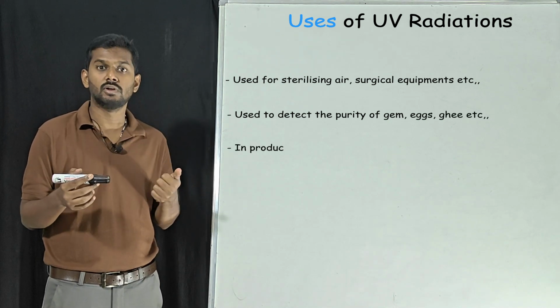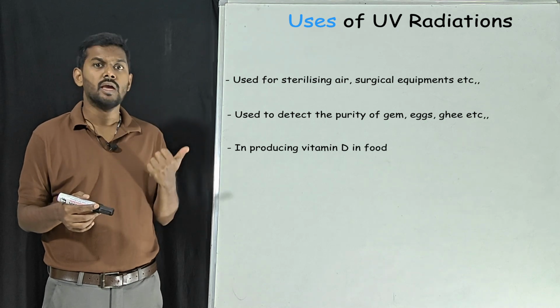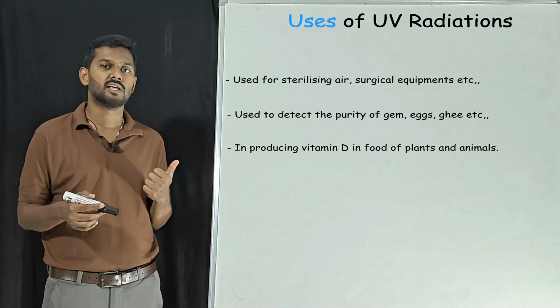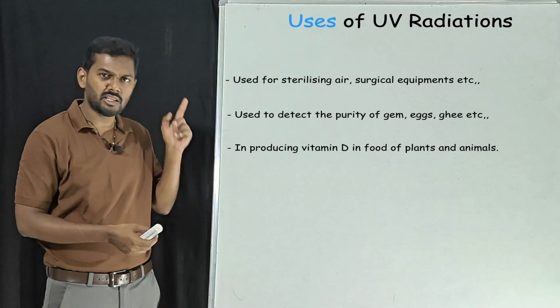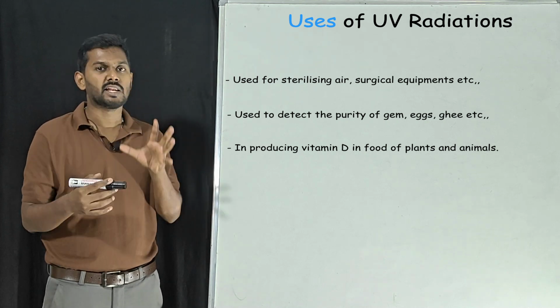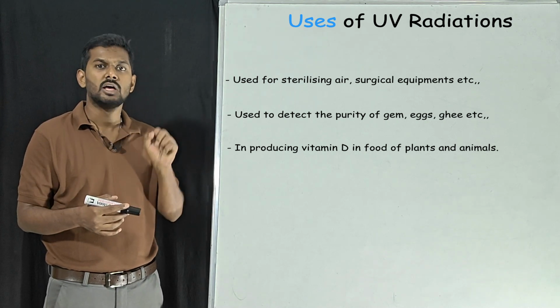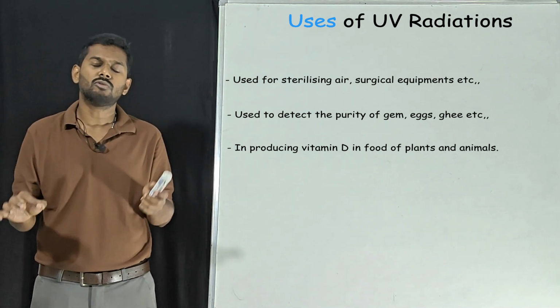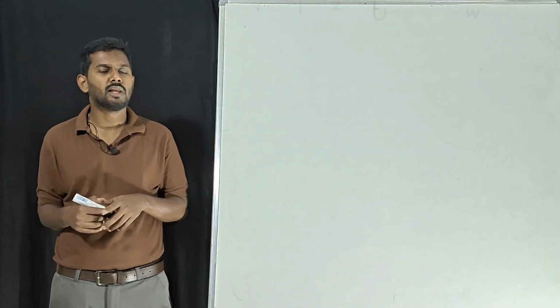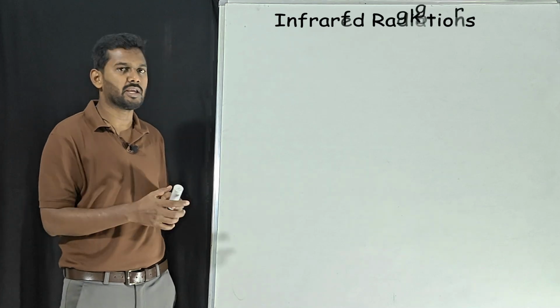These are very useful in producing vitamin D in foods of plants as well as in animals. So the properties we have learned, these are the uses. So this much is enough to capture the complete marks based on UV radiation. In the same way, we are going to learn about IR radiation now. Now we'll learn everything about infrared radiation.